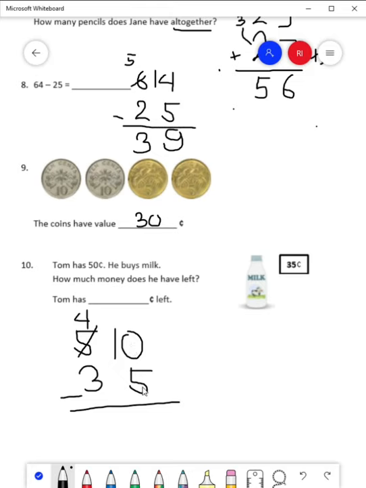Now we can subtract the ones. 10 minus 5 equals 5. And now 4 minus 3 equals 1. So the answer is 15 cents left.